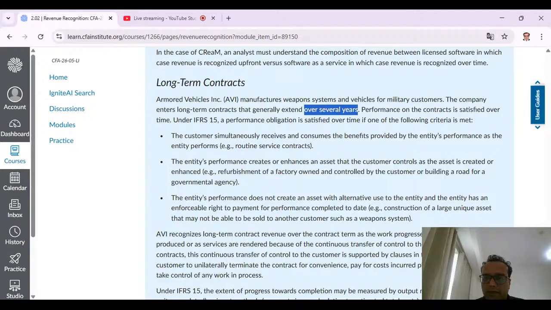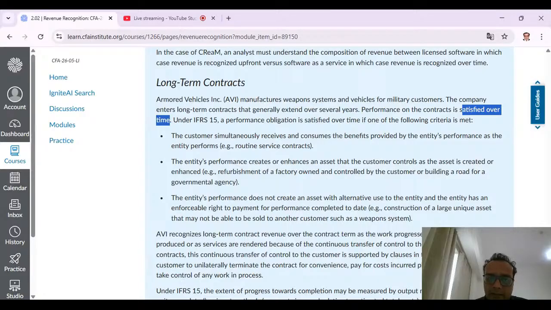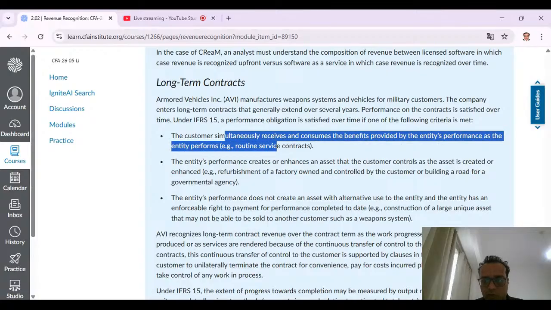The performance of the contract is satisfied over time. So it is not just one thing, you have a multiple years window for your operations. A performance obligation is satisfied over time if one of the following is met. The customer simultaneously receives and consumes the benefit provided by the entity's performance as the entity performs. In routing contracts, if certain arms and ammunition are supplied on a daily basis, the entity's performance creates or enhances the asset that the customer controls as the asset is created or enhanced.